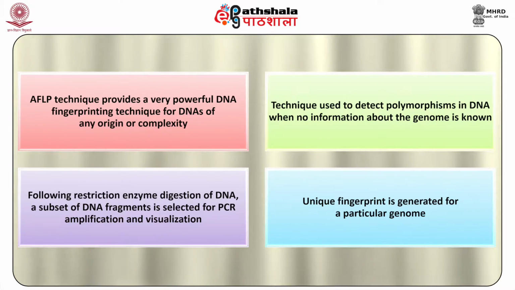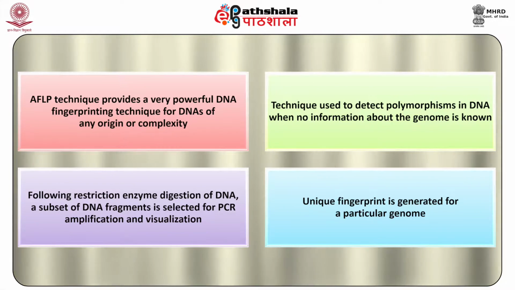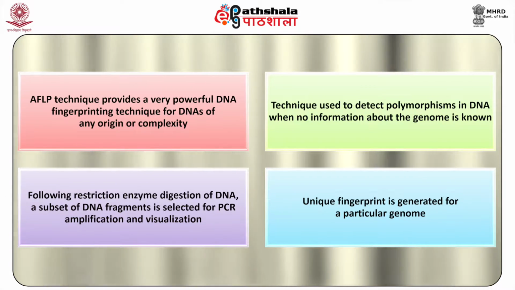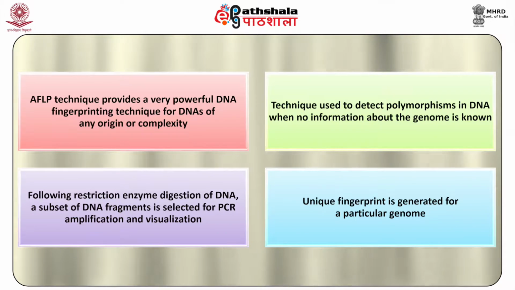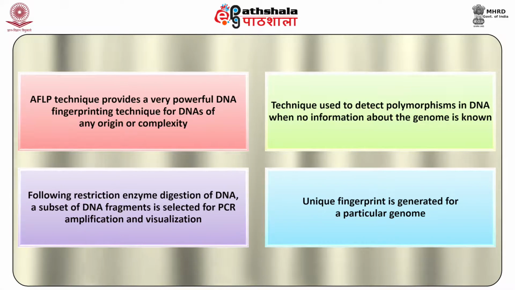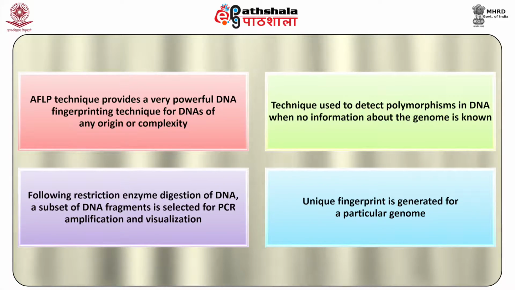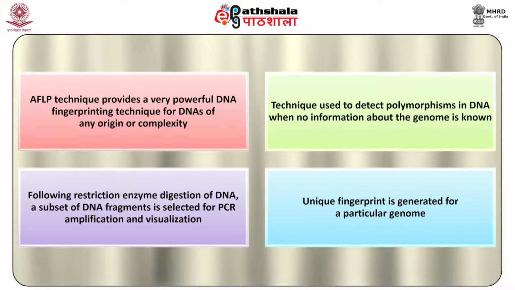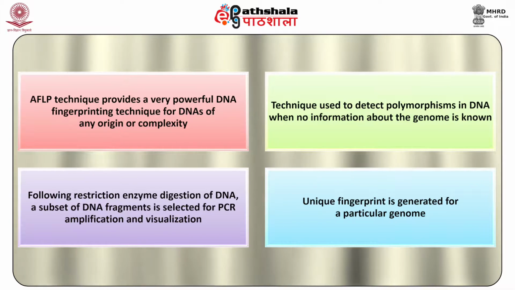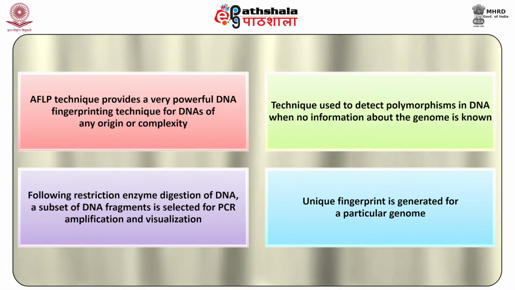The AFLP technique provides a very powerful DNA fingerprinting technique for DNAs of any origin or complexity. It is a technique used to detect polymorphisms in DNA when no information about the genome is known. Following restriction enzyme digestion of DNA, a subset of DNA fragments is selected for PCR amplification and visualization. A unique fingerprint is generated for a particular genome.